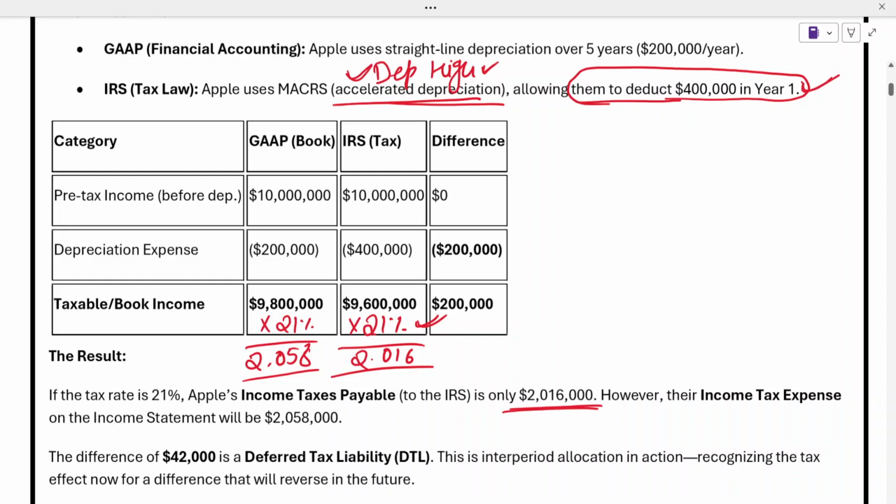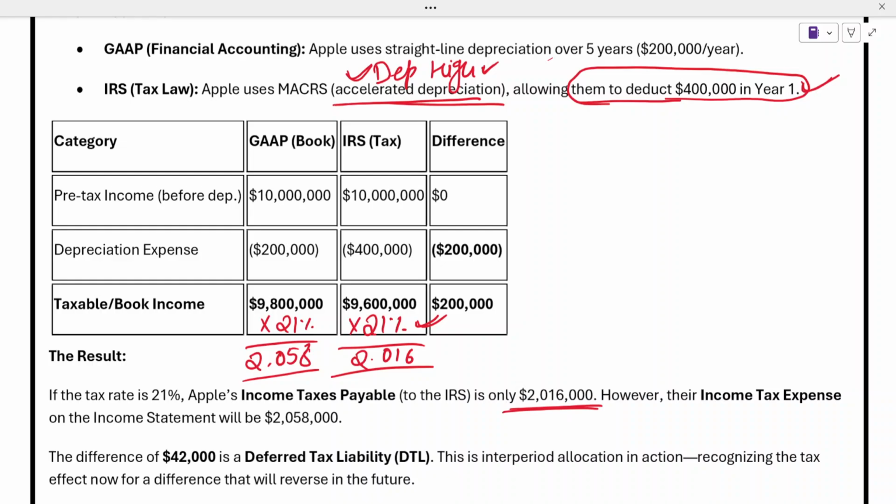Now this difference is created. Why? Because there are different methods. Income tax allows different methods, and GAAP, which is generally accepted accounting principles, allows different methods. Now we can say the difference between both of these numbers, as per the income tax and as per the books, which is $42,000, is a deferred tax liability. What do we call it? A deferred tax liability. Why do we call it a deferred tax liability? Because we will understand this entirely in the coming chapter.